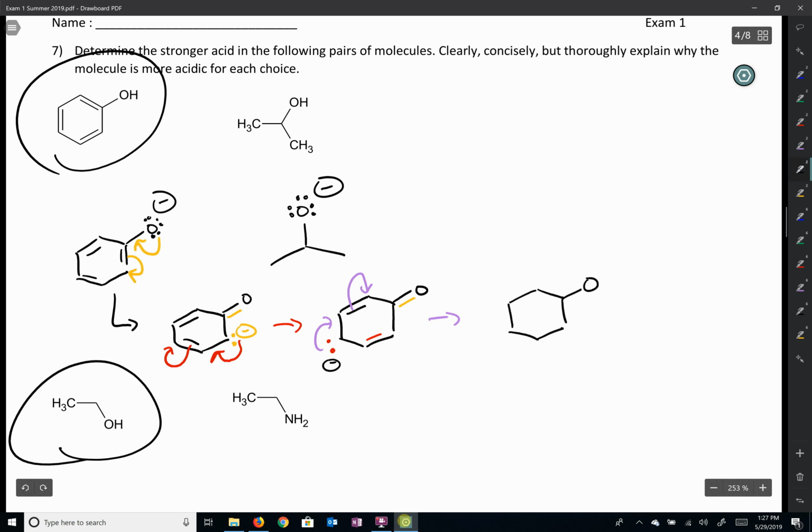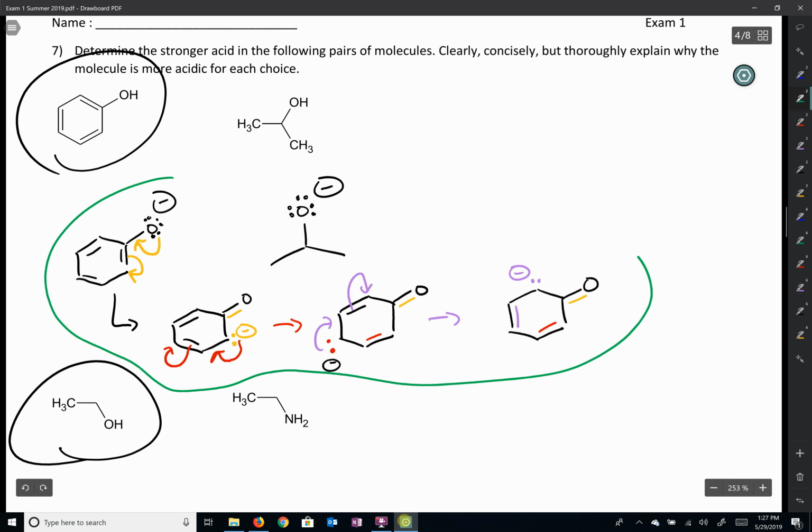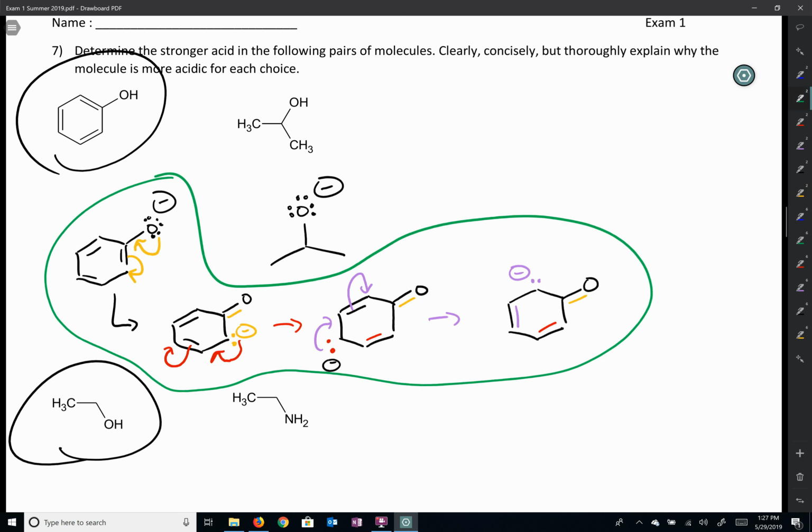All right, so we made this one purple. Now purple is here. This one was red, and this one was yellow. Okay. So here are all the resonance structures for this. What is the consequence of this?